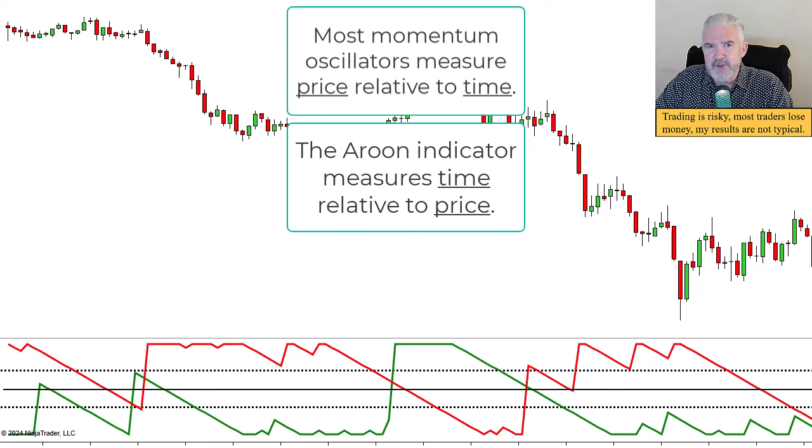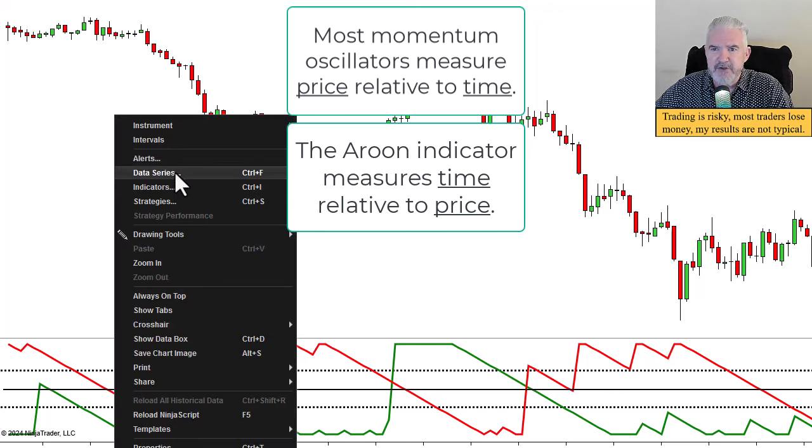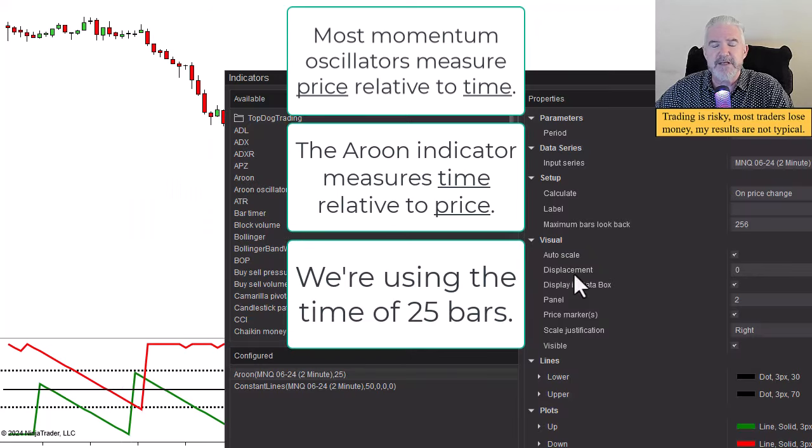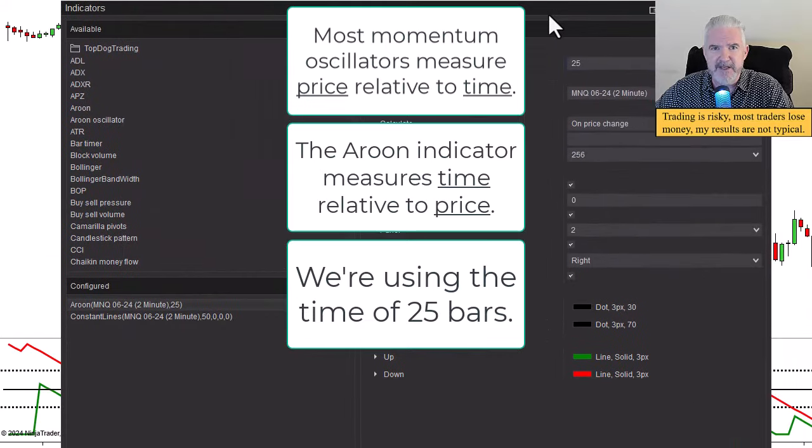So the setting that you put it on will determine what the time is. And different people use different times. The default here, I'll show you, the default is normally 25. So that's what I use. I've used 14 as well, very effectively. So you might want to try that one, but that's what I'm using in this example.